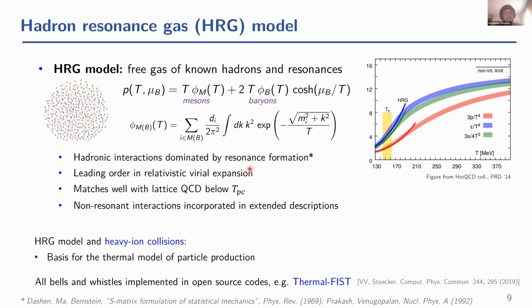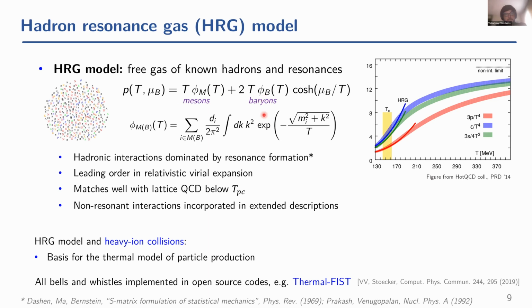And if that is the case, then you can show in the framework of the so-called S-matrix formulation of statistical mechanics that the way to implement interactions between hadrons which are mediated by resonances is, to leading order, to incorporate resonances as non-interacting particles in the partition function of the system. And then this gives you the following structure of the pressure of the HRG model: you have contributions from mesons, both stable mesons and mesonic resonances, and you have contributions from baryons, both stable baryons and baryonic resonances.